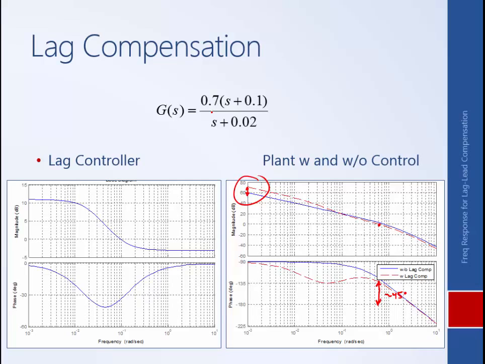You can see that again we have a limited amount of freedom in our design. We chose the crossover frequency to achieve a certain phase margin, but we can't really design them independently because the magnitude and the phase are connected together.